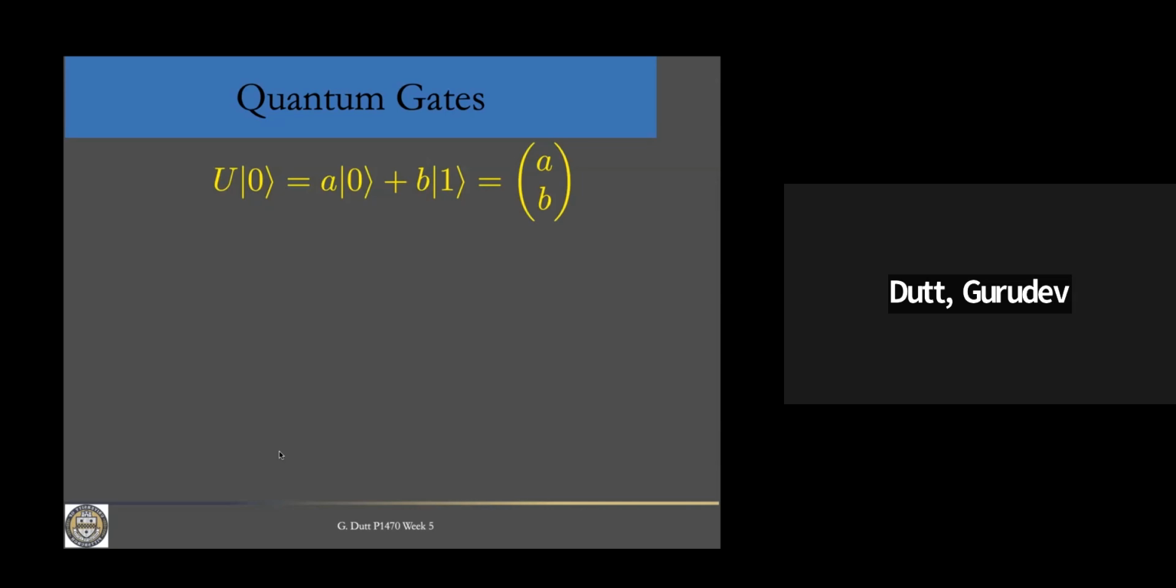And now in our new language, we know that for the state A times 0 plus B times 1, I should replace 0 by the column vector 1, 0, and 1 by the column vector 0, 1, and then add them together, which gives me the column vector A, B. Right? Everybody okay with that? And similarly, if U is acting on the state 1, it gives me the column vector C, D.